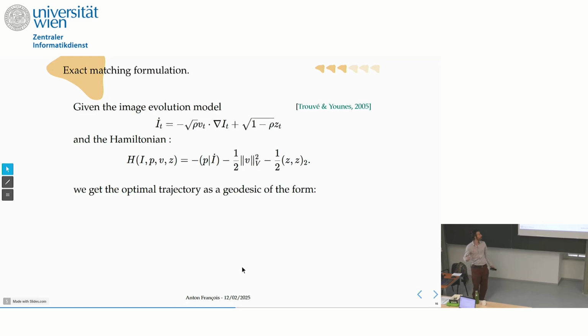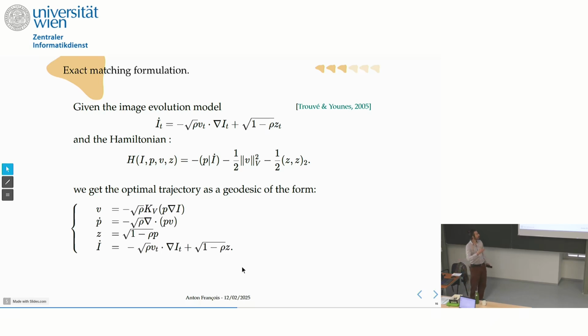So for the first part, the geodesic thing. We say, okay, I want my image to evolve like this. So the first equation, the partial derivative of I. Then we define the Hamiltonian. So this is the energy. We have the V norm. We want to add the least intensity changes possible, so we have the norm 2 on Z. And then we compute the geodesic using the Noether theorem and so on. And we get this kind of geodesic here.